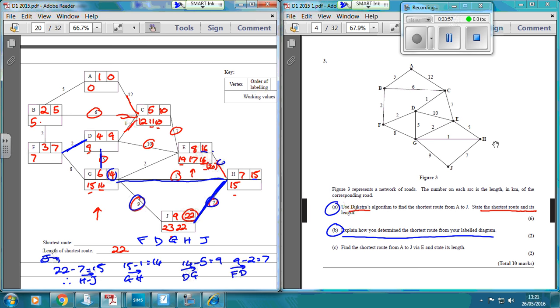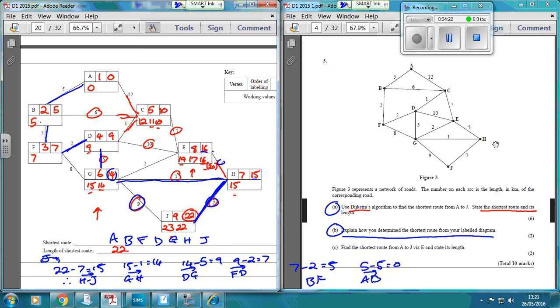And 7 take away 2 equals 5. So I'll say that 7 take away 2 equals 5. So that's going to be BF. I'll make sure I've written that down. And then 5 take away 5 is 0. So AB is in there as well. So the shortest route is A, B, F, D, G, H, J.